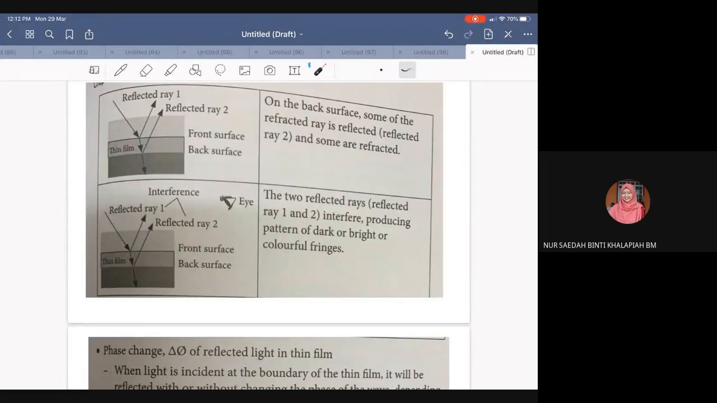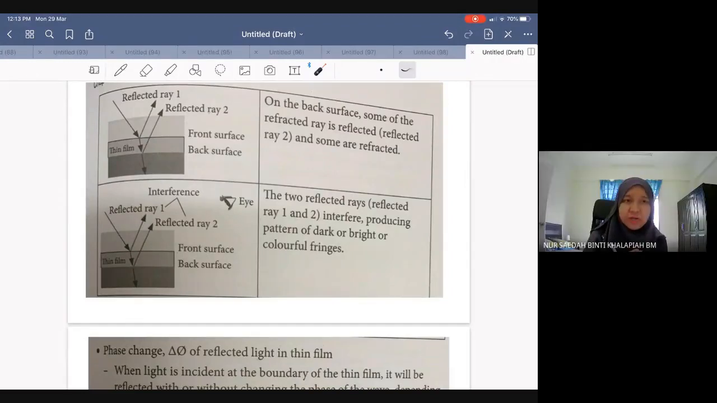So this is what happens in thin film. Interference still occurs because we have two reflected rays that will interfere. These two reflected rays act as sources of light to produce interference. Okay, so this is the process.